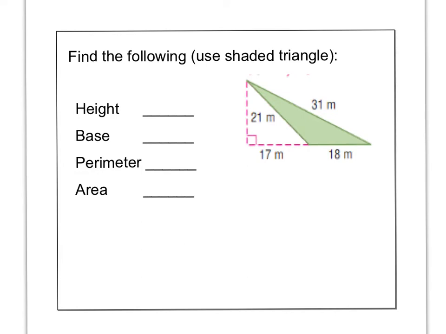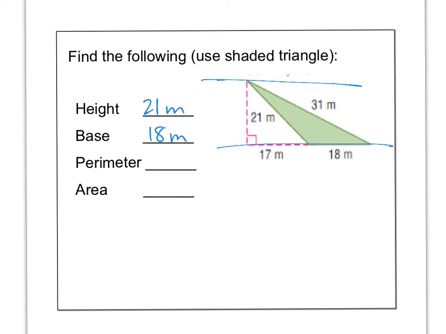It says find the following, use the shaded triangle. So we're going to be using the green triangle. Now the green triangle has a kind of strange height. It goes basically between those two blue lines. So the height actually ends up being the 21 meters. The base of the shaded triangle, however, is only the 18 meters. So take a look at that. The height is actually outside of the triangle.